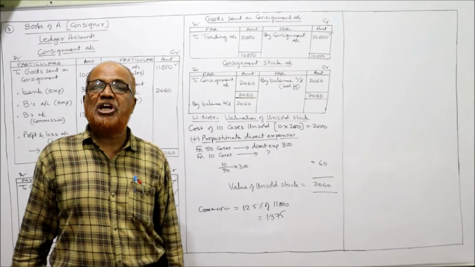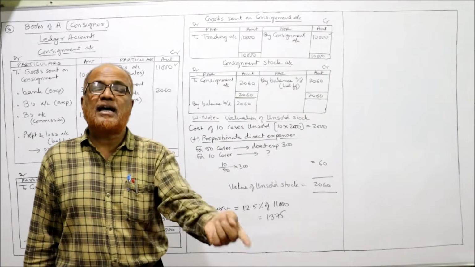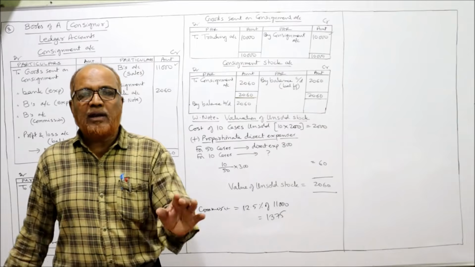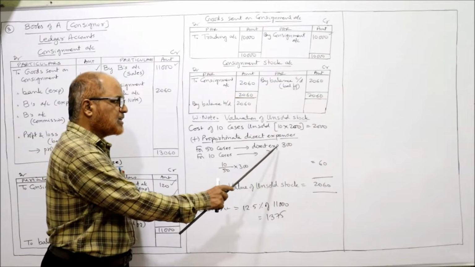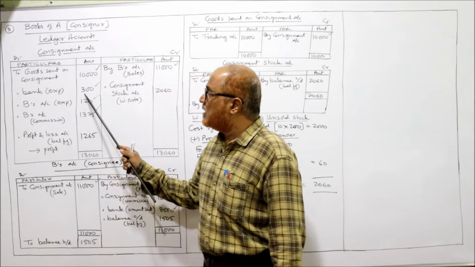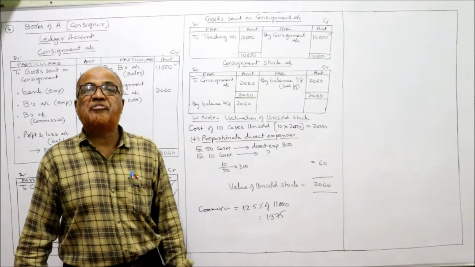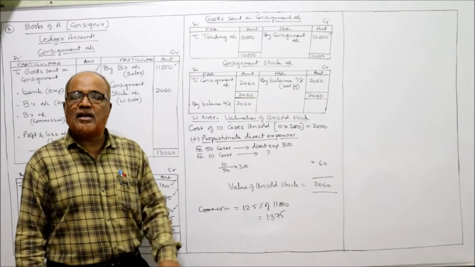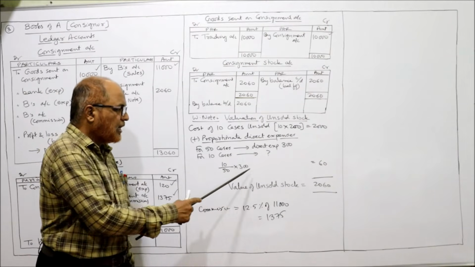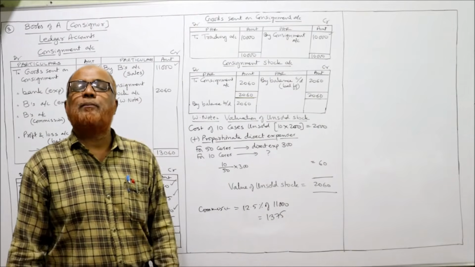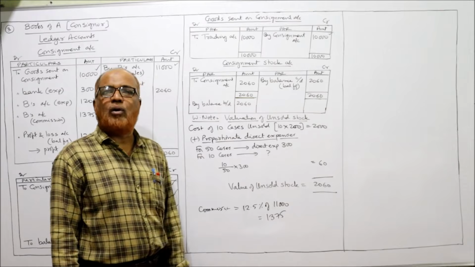To this we add proportionate direct expenses. Consignor expenses always will be direct. Consignee expenses we treat as indirect because no details are given, so we are not considering that. So proportionate direct expense. For 50 cases, direct expense of 300. Who paid this 300? Consignor has paid 300 rupees direct expenses. On 50 cases, 300 rupees. But how many cases are remaining unsold? 10 cases. For 10 cases, how much would be the direct expense? So 10 divided by 50 into 300, it comes to 60. So 60 rupees is the proportionate direct expenses. Add, 2060. 2060 is the value of unsold stock.